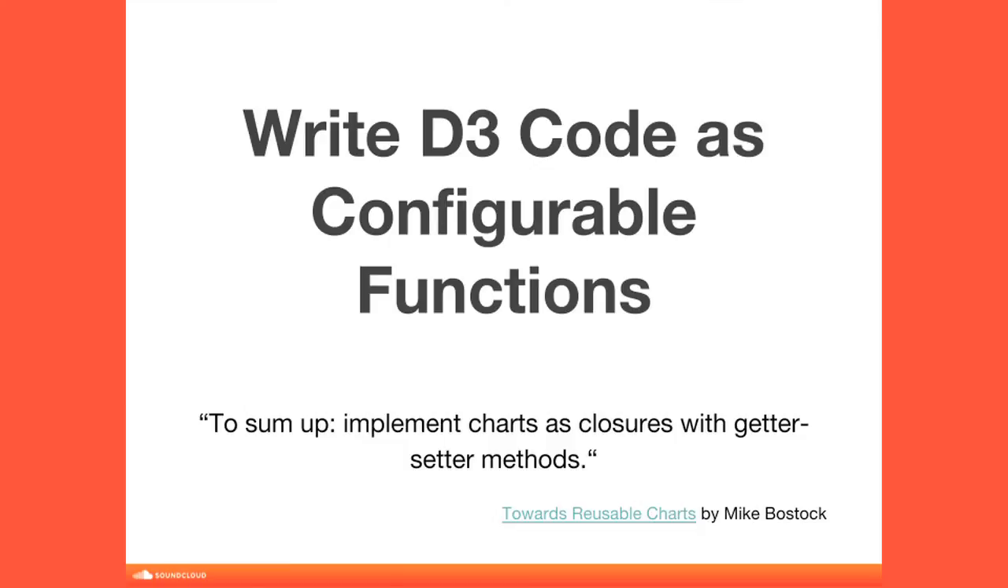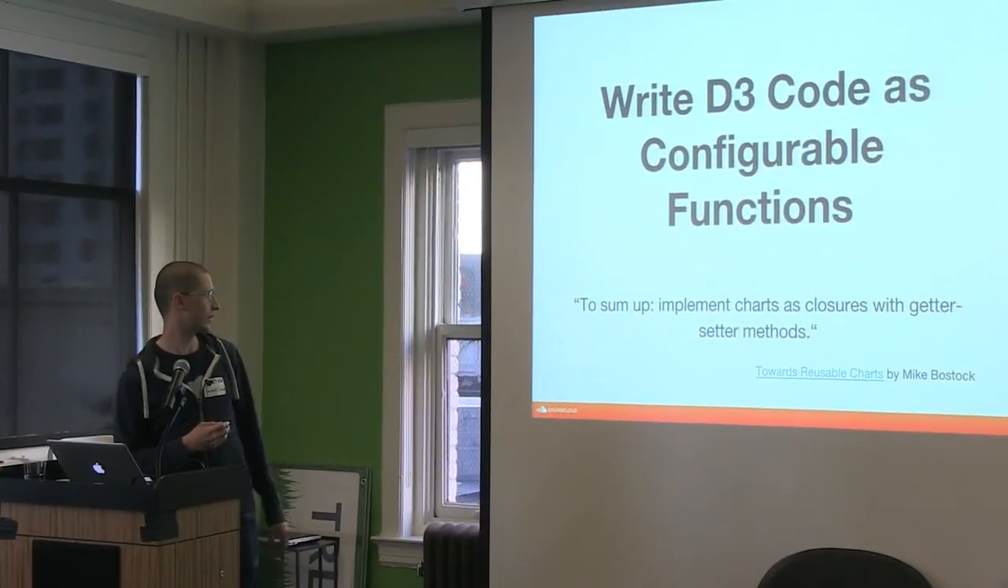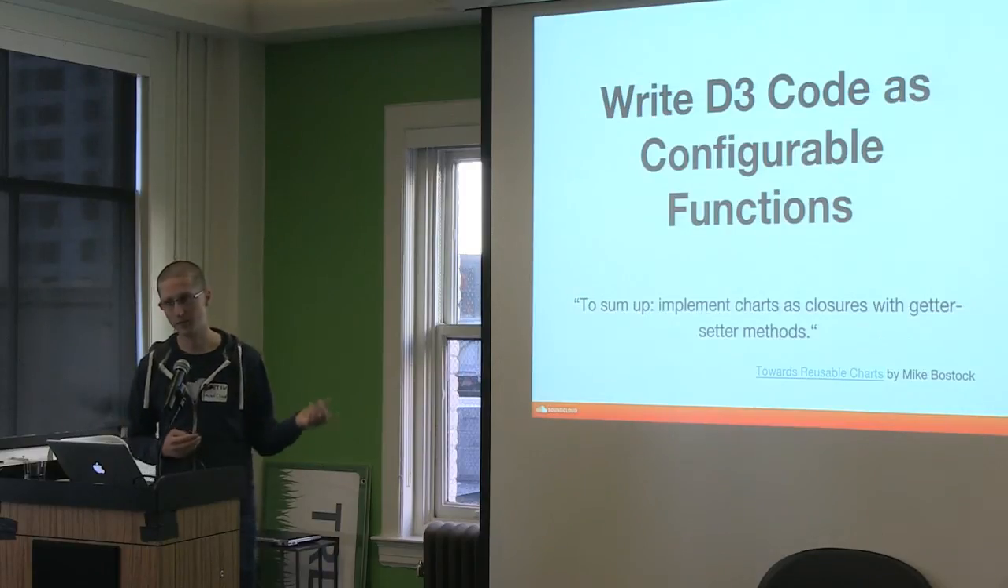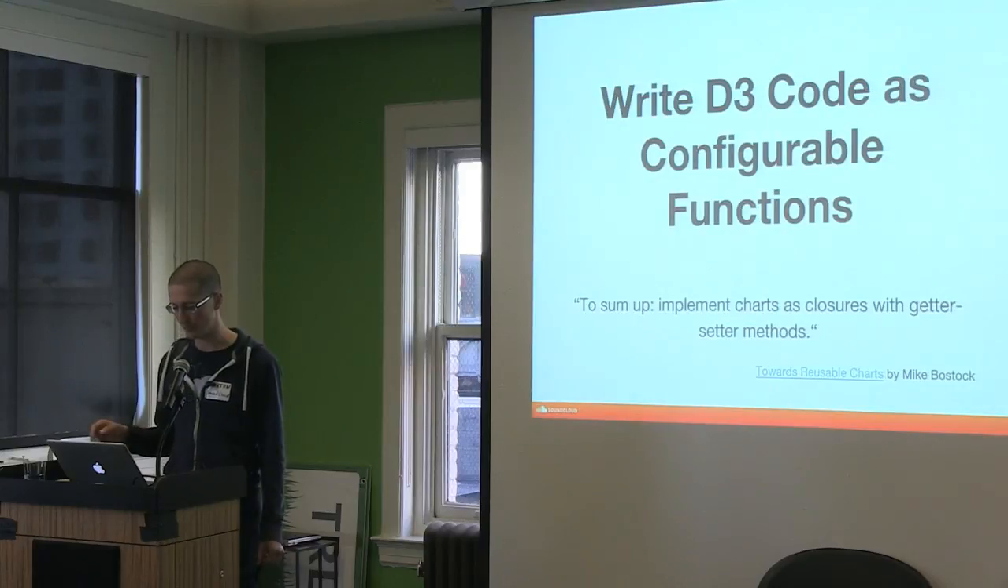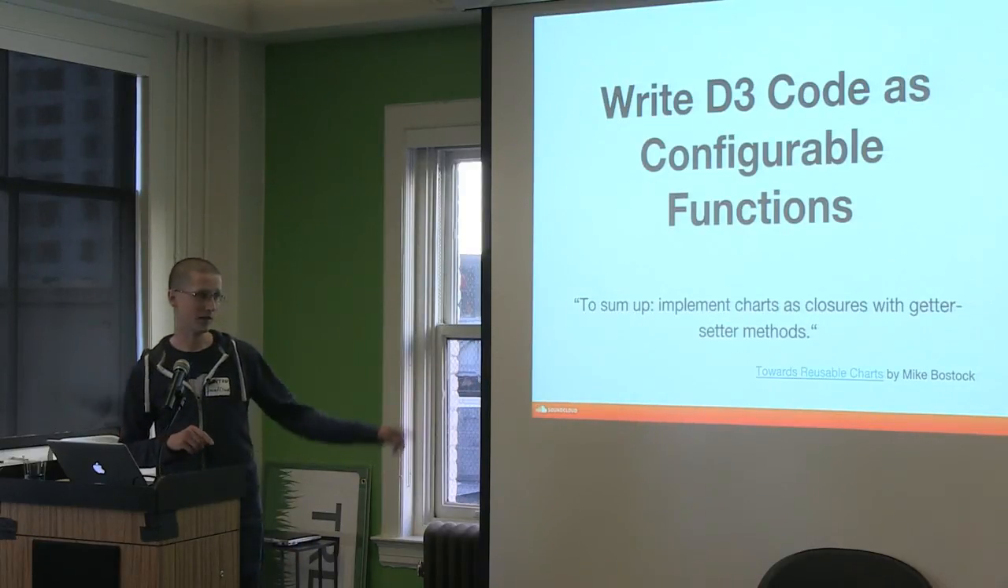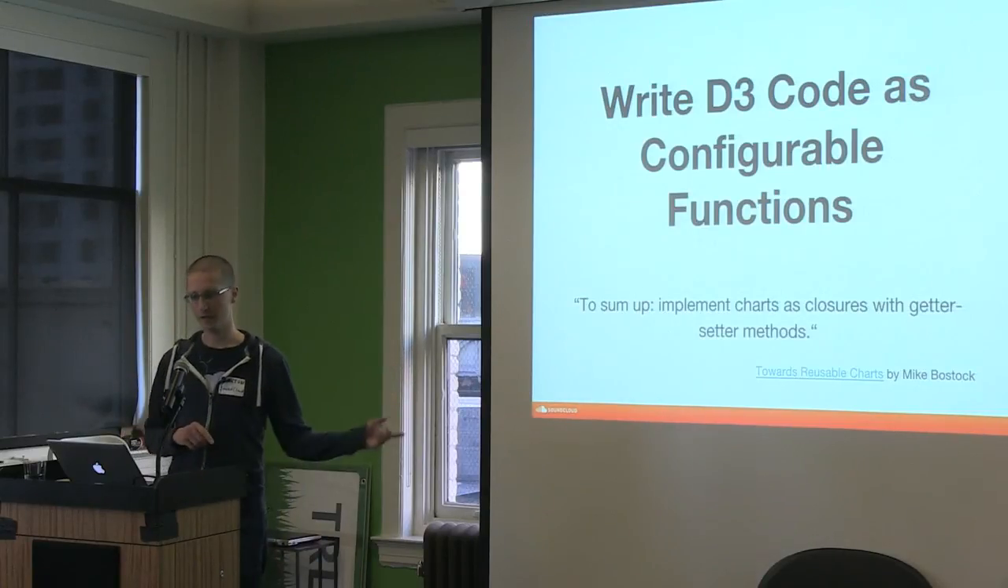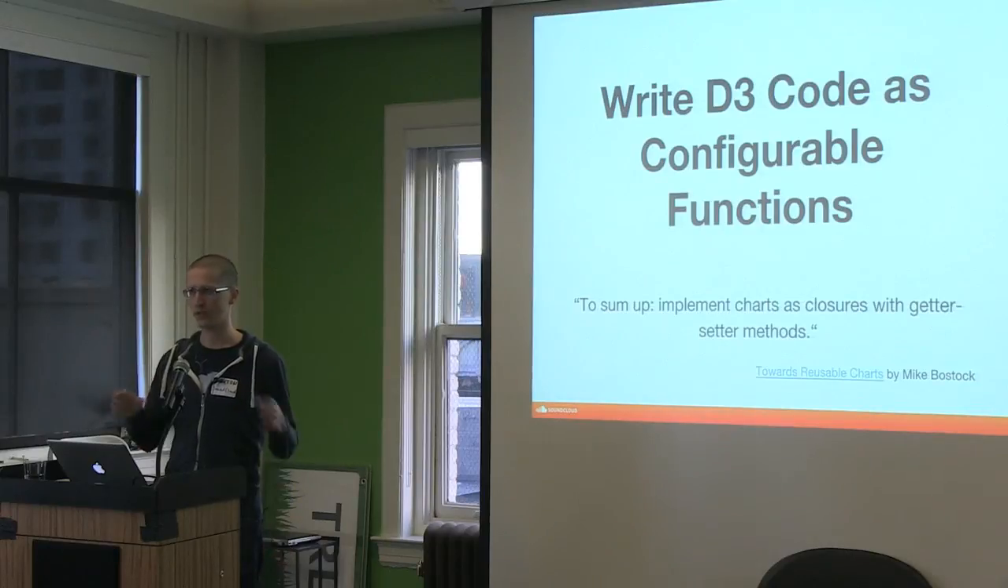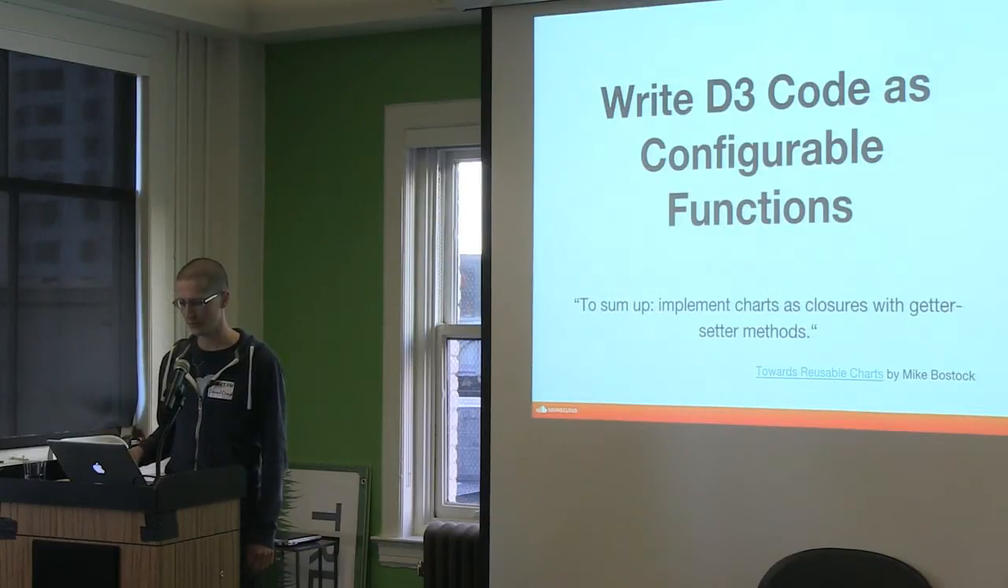And it's a quote from Mike Bostock, who's the creator of d3. To sum up, implement charts as closures with getter and setter methods. So that's basically the same way of saying the same thing. And I recommend this article, Towards Reusable Charts, by him, which was the starting point for me and helped me to go this way.